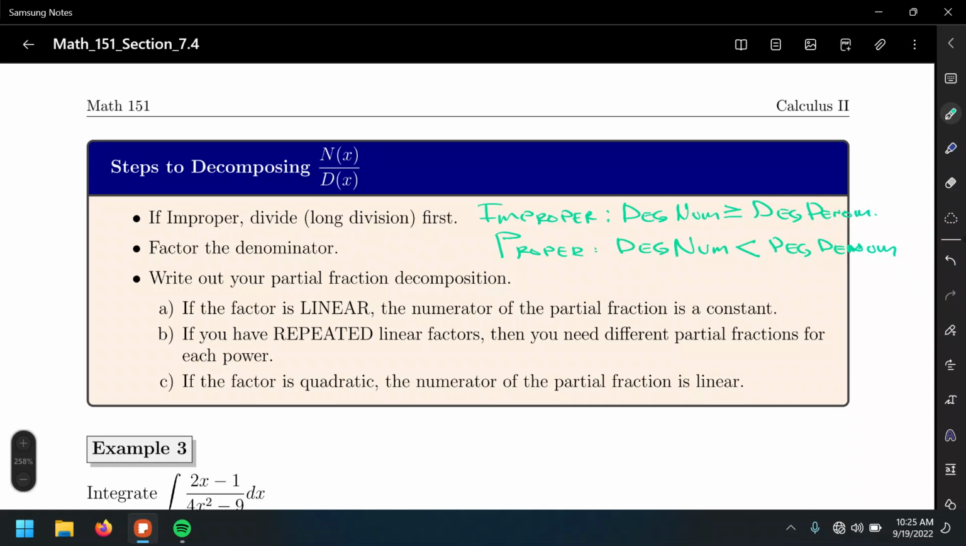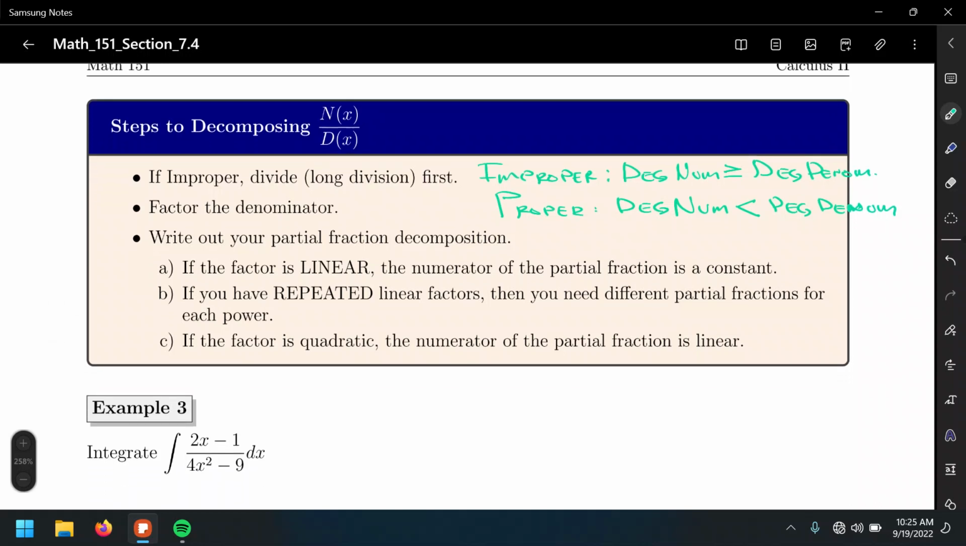The second step is to factor the denominator, because from there we will split these fractions, these partial fractions, into, well, depending on what we have. So we need to write out our partial fraction decomposition, and whenever the factor in the denominator is linear, the numerator of the partial fraction is going to be a constant. This is important. If the factor is linear, the numerator is a constant.